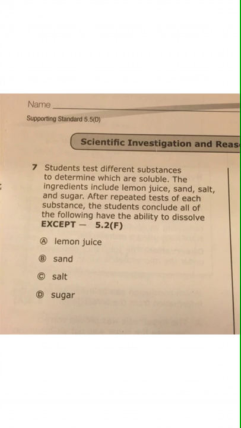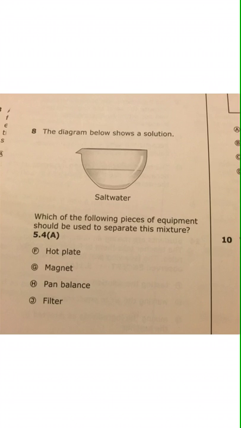Students test different substances to determine which are soluble. The ingredients include lemon juice, sand, salt, and sugar. After repeated tests for each substance, the students conclude all of the following have the ability to dissolve except lemon juice, sand, salt, sugar. The diagram below shows a solution, salt water. Which of the following pieces of equipment should be used to separate this mixture? A hot plate, a magnet, a pan balance, a filter.